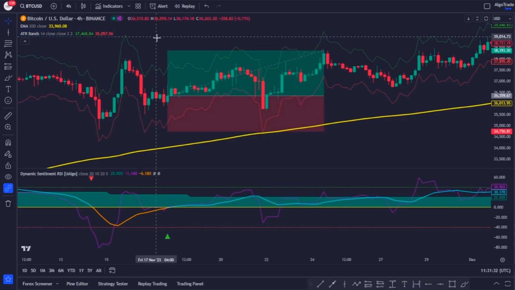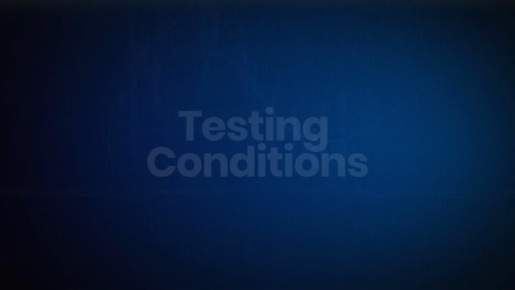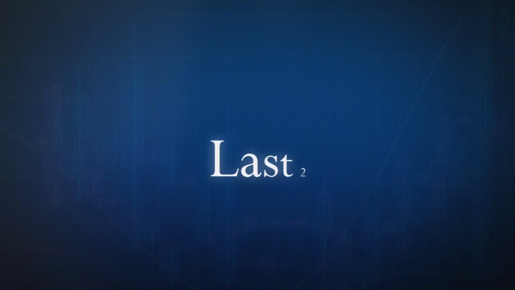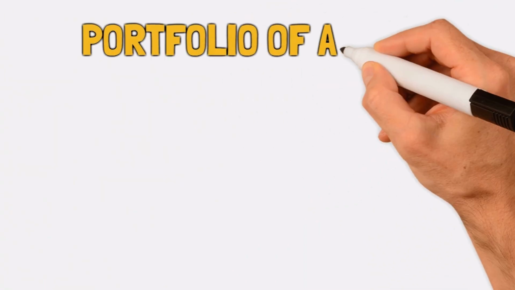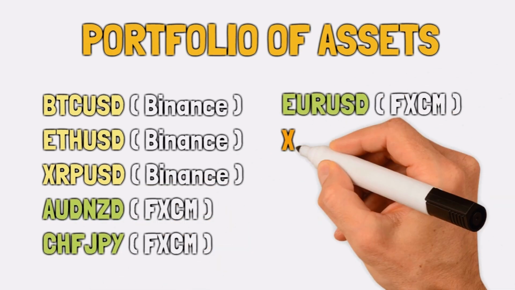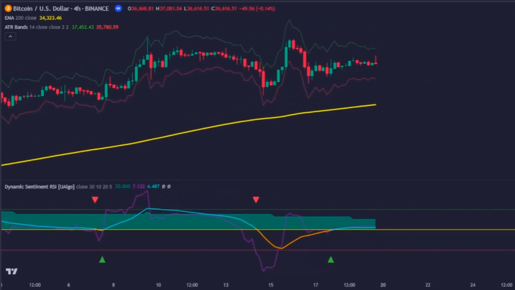For the risk management, I will insert the ATR bands indicator with a multiplier of 2, which will help us set our stop loss levels based on market volatility. As for the testing conditions, we'll backtest the indicator on the 30 minutes, 1 hour and daily time frames using data from the last 24 months. So since October 2022 until October 2024, across a diverse asset portfolio including Bitcoin, Ethereum, XRP, 3 currency pairs, gold, oil, the S&P 500 index and the Apple stock. With everything set, let's dive into the backtesting process.